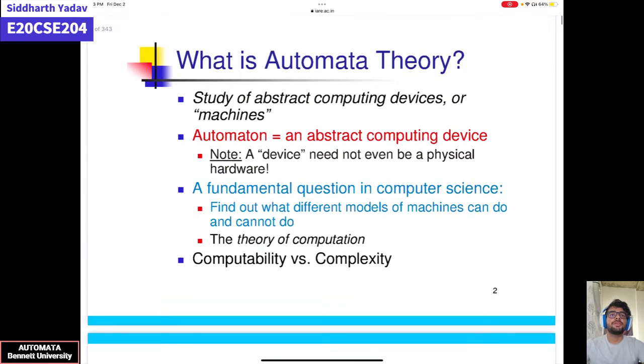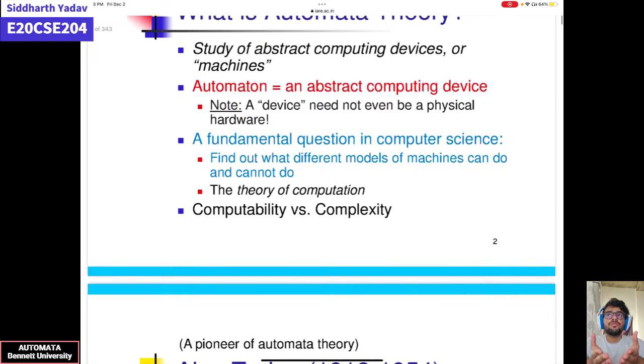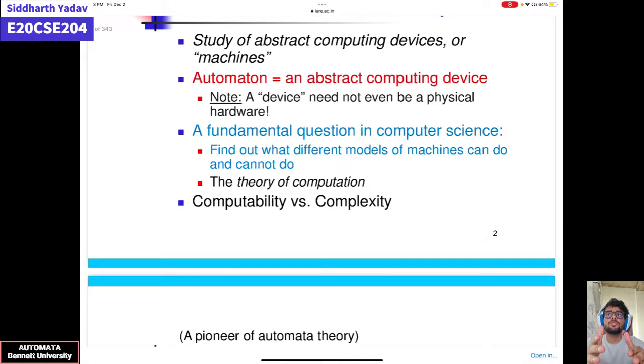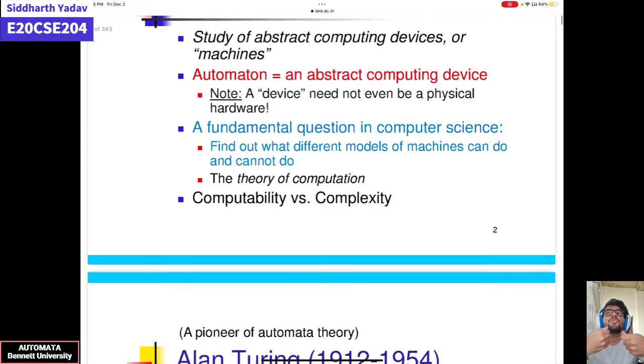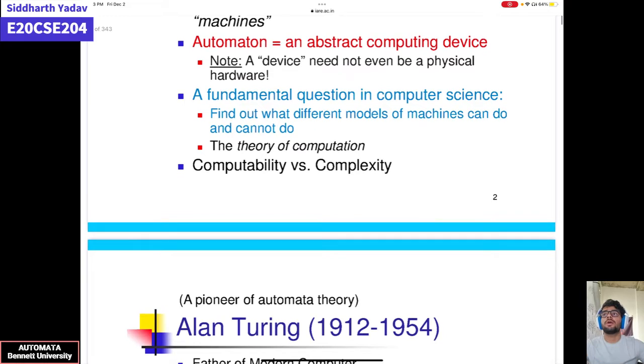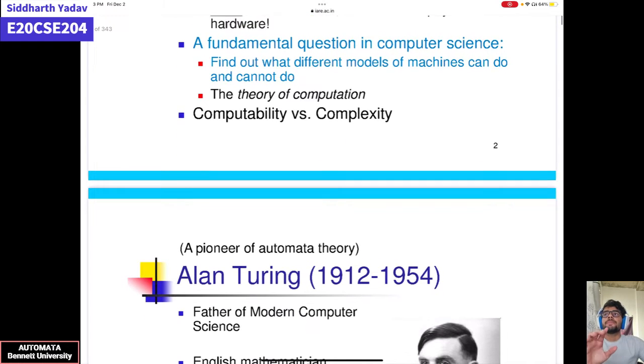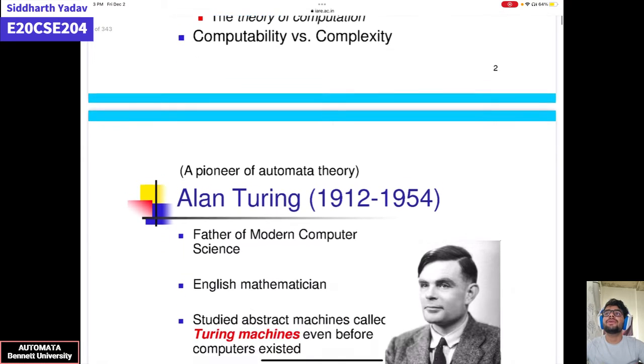What is automata theory? Study of abstract computing devices or machines. Automaton is the word coined by scientists. An abstract computing device need not even be physical hardware. A fundamental question in computer science: find out what different models of machines can do and cannot do. The theory of computation: computability versus complexity.